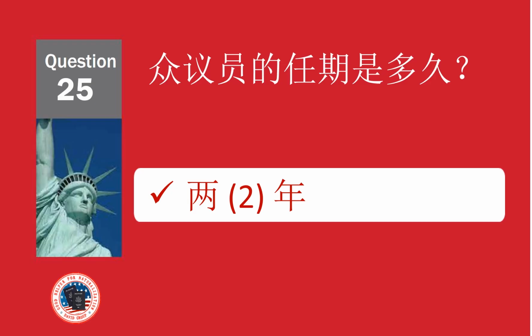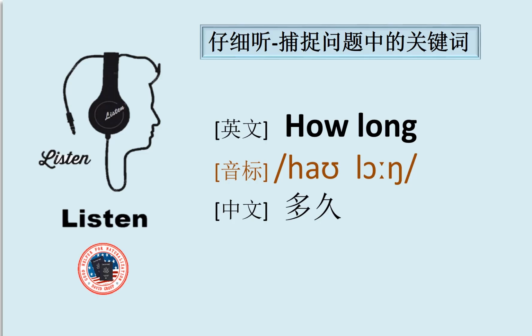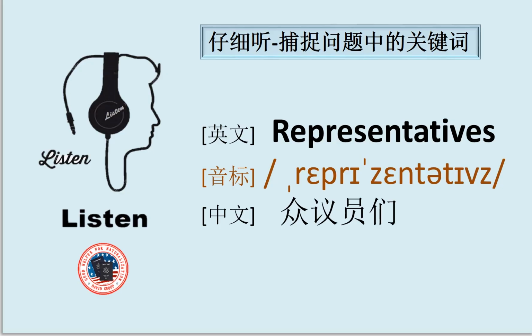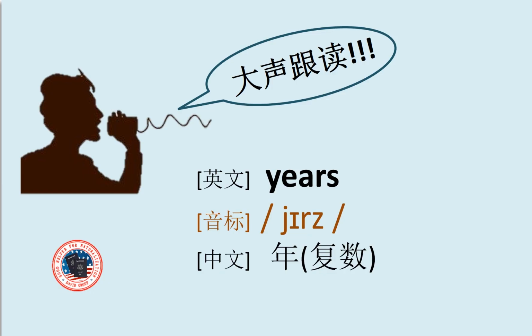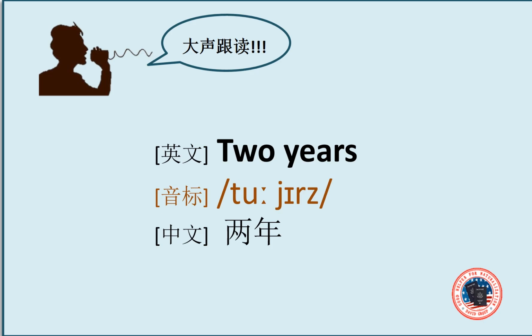众议员的任期是多久？2年。How long? Representatives. 2. Years. 2 years.